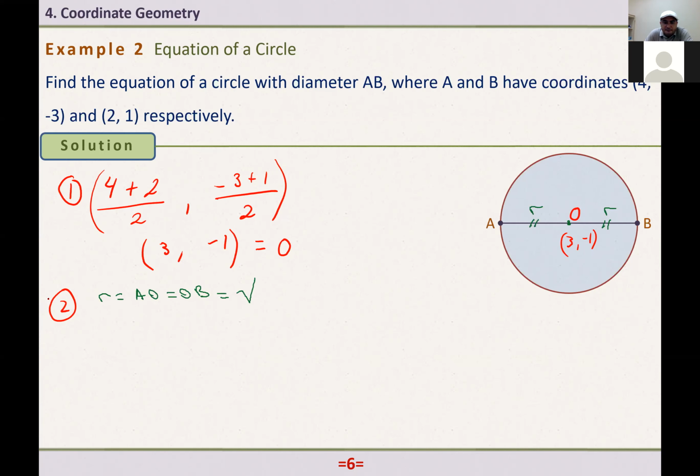OB, for example, what is OB? The coordinates of B are, let's say, (2, 1), right? So here we have 3 minus 2 squared plus, and here we have -1 minus 1 squared. So that's equal to 1 plus 4, which is 5, square root of 5. Okay, so that's the radius of the circle. Now we have everything to write the equation of the circle. We know the radius and the coordinates of its center. So now we need to write the equation.